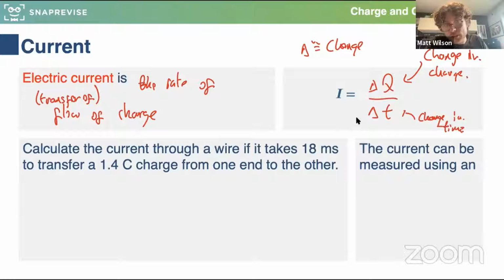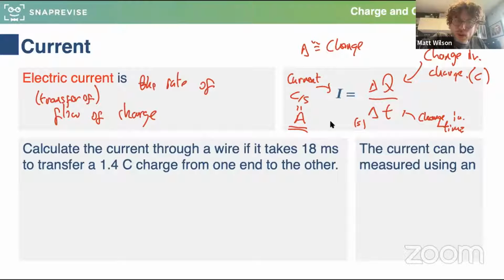So the time will typically be measured in seconds. Charge is measured in this new unit, coulombs. And therefore, this symbol here, which is the electric current, is measured in coulombs per second. But we have another name for that unit. We also call that 1 ampere, and we give that the symbol A. Okay, good.